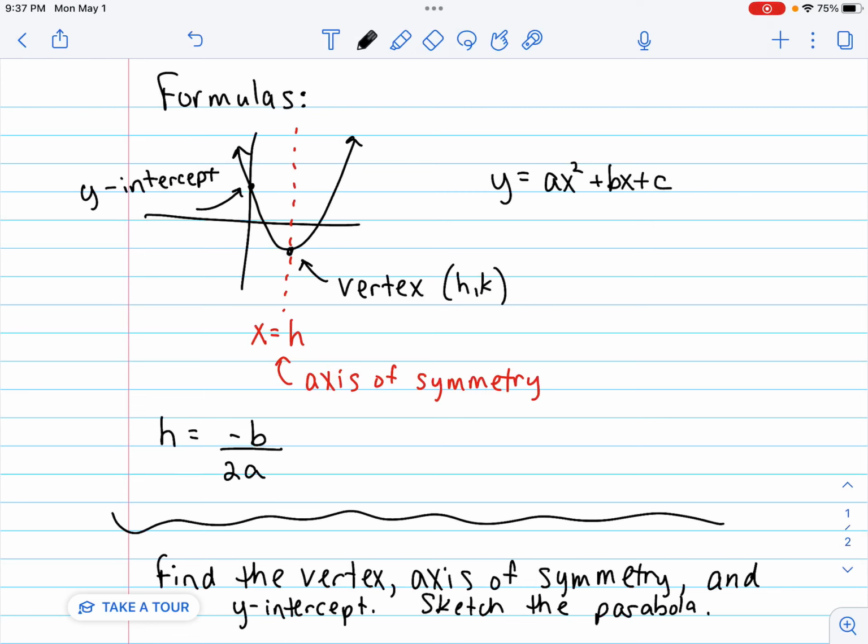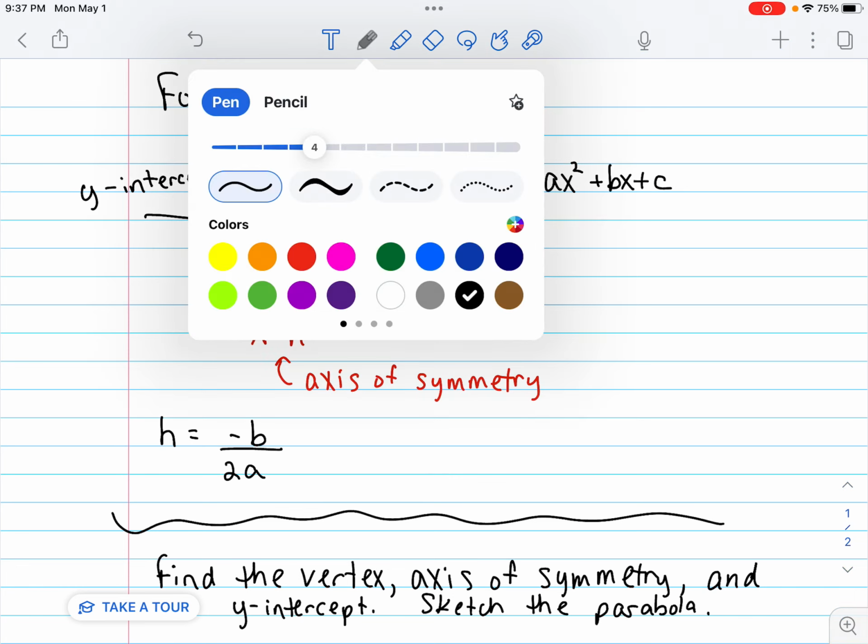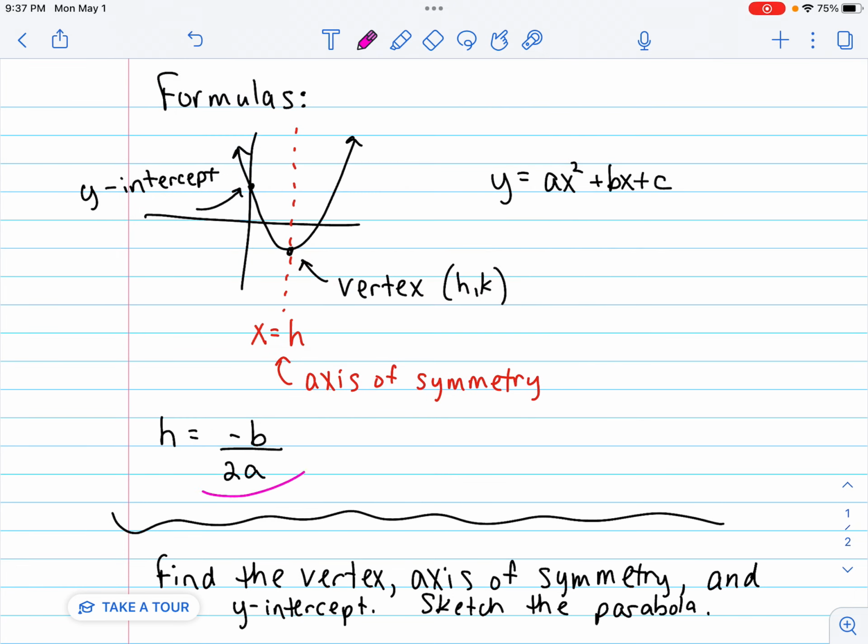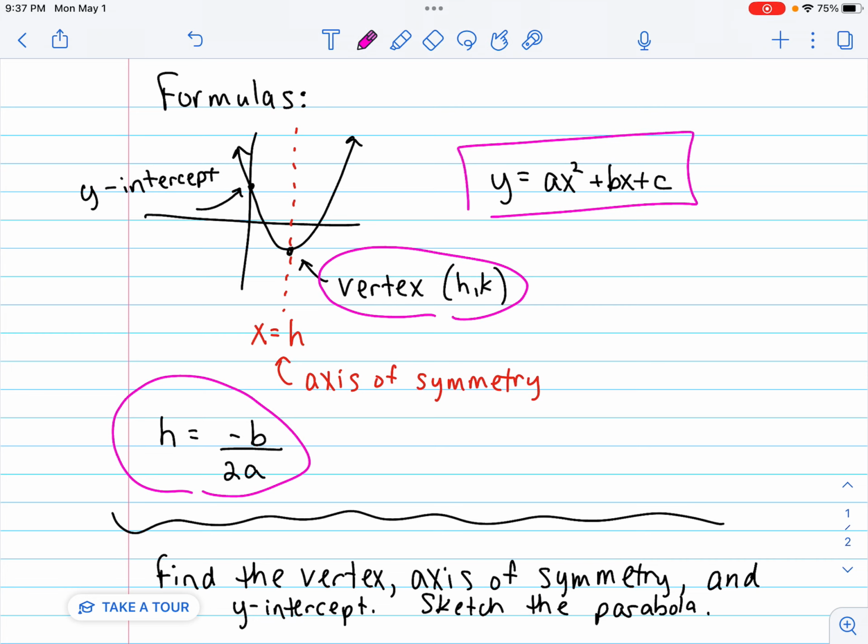Okay, in this video, I'm going to show you how to find the vertex, axis of symmetry, and y-intercept of a parabola. So you've got your formulas here. One of the main ones you're going to use is h equals negative b over 2a. H is the x value of your vertex. The a and b from that formula are the same a and b that you would use if you were using the quadratic formula. So we're going to refer back to this, y equals ax squared plus bx plus c.